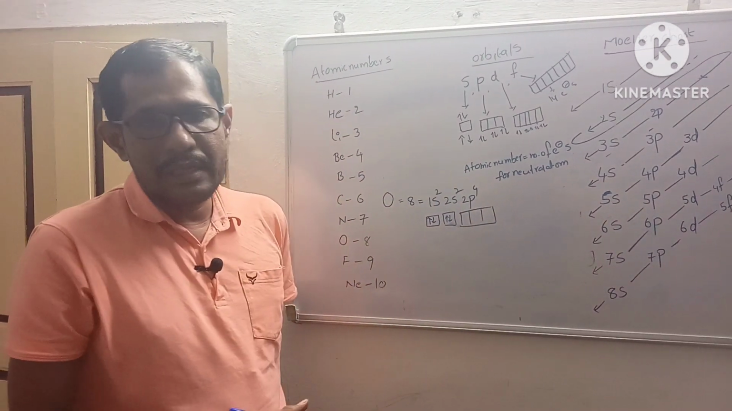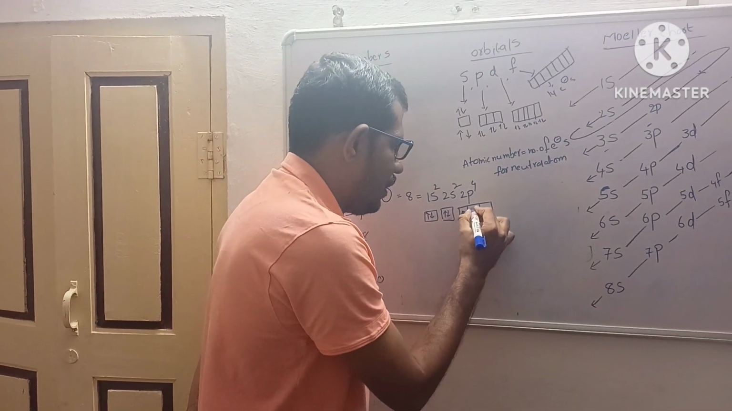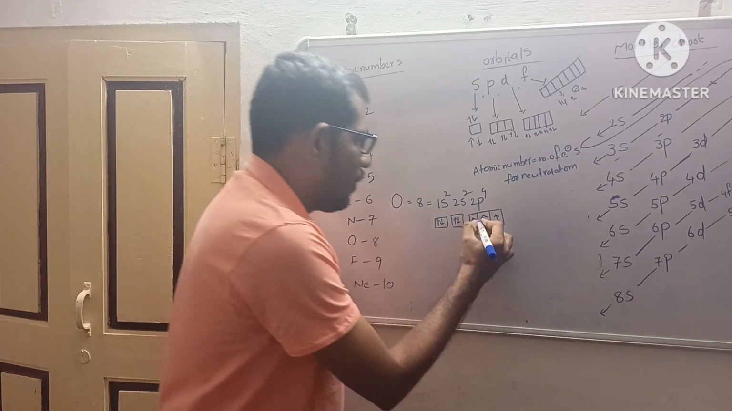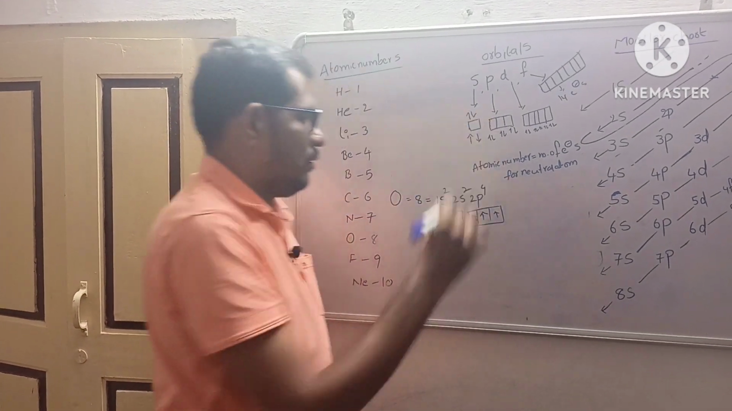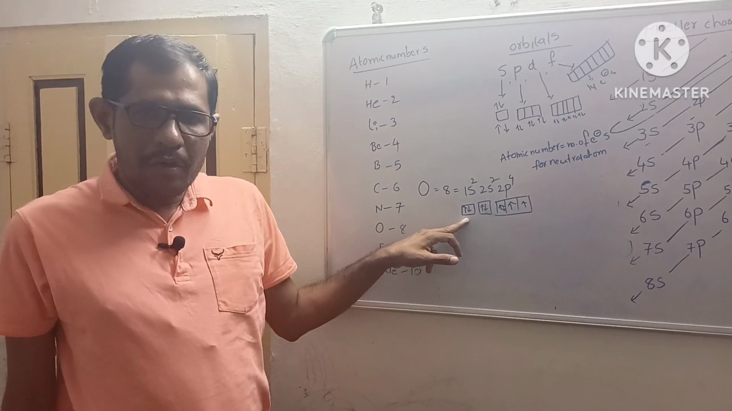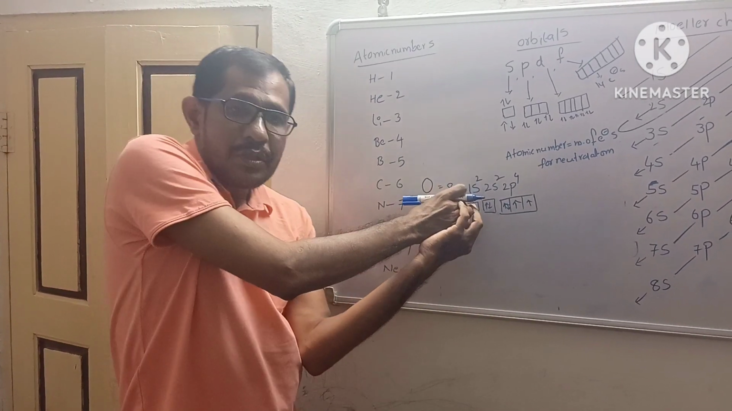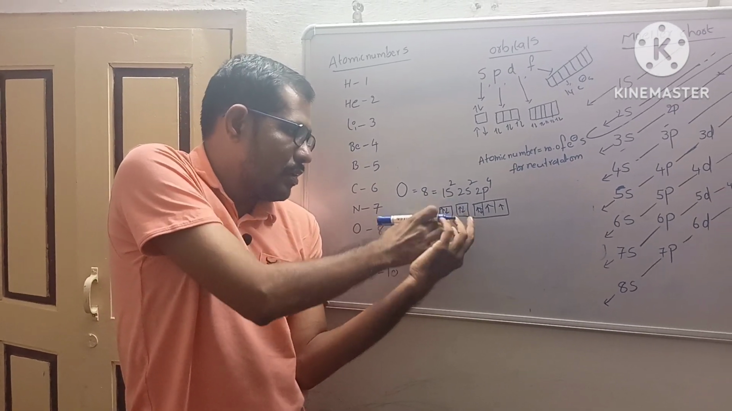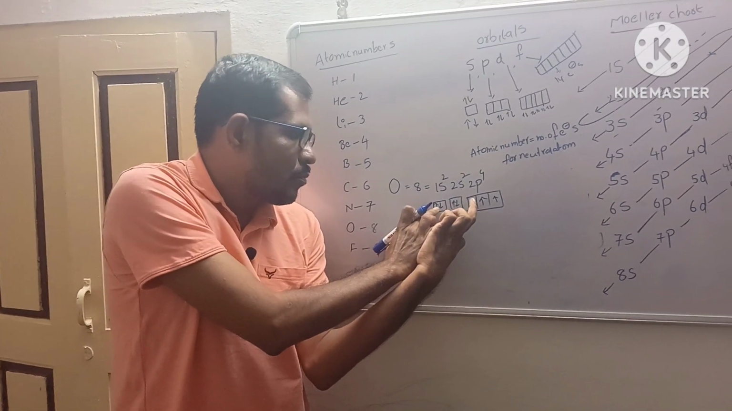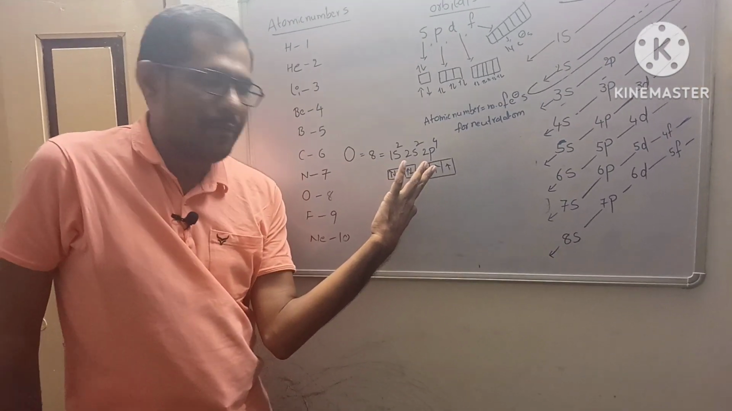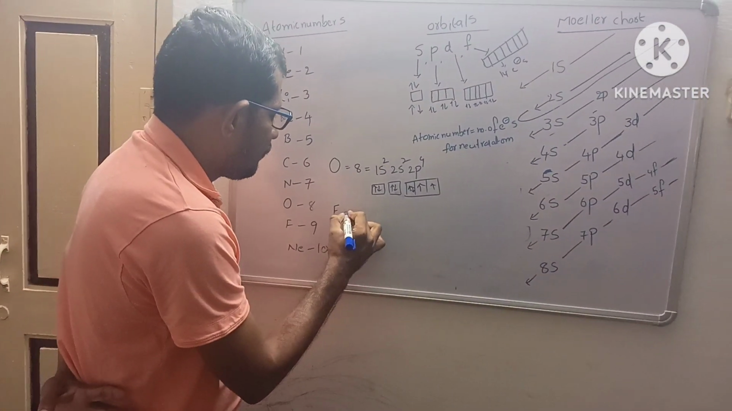Here observe carefully. First I will give one electron to each box, then only the electrons will pair up. Always, if there are 2 electrons in an orbital, position them in opposite directions. I repeat, if there are 2 electrons in an orbital, always position them in opposite directions. Clear? Next, coming to fluorine.